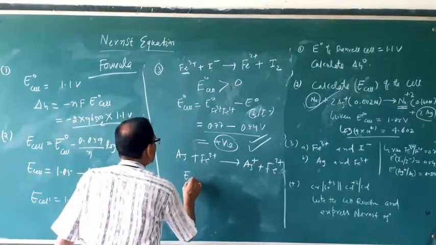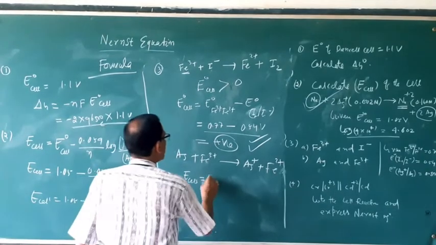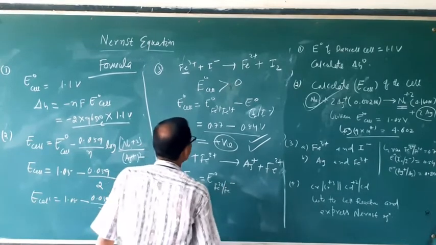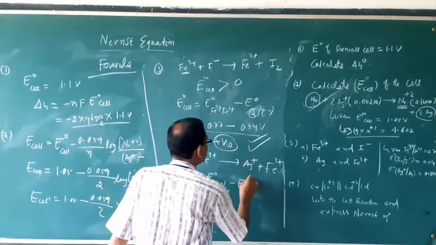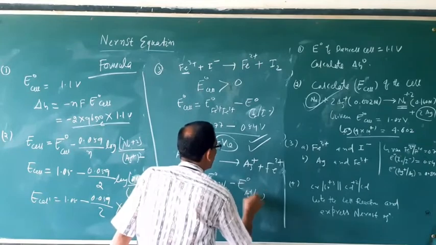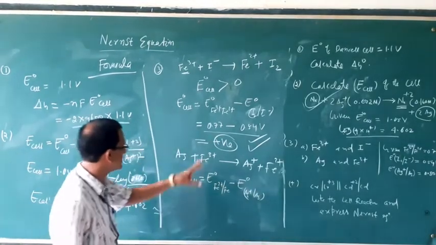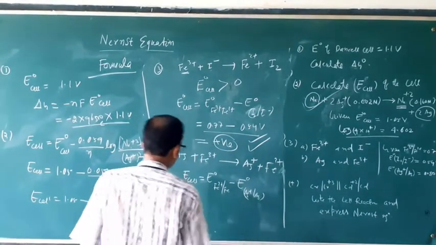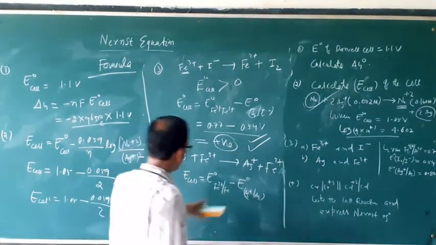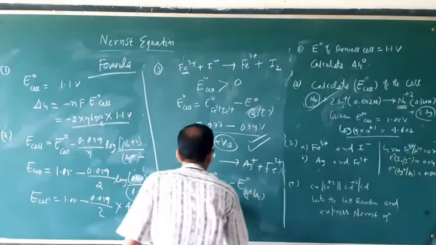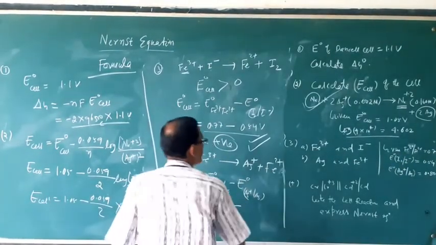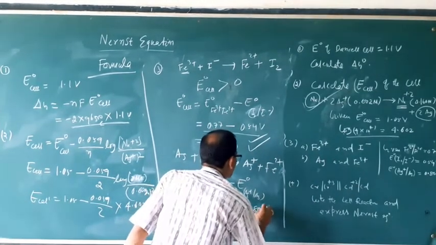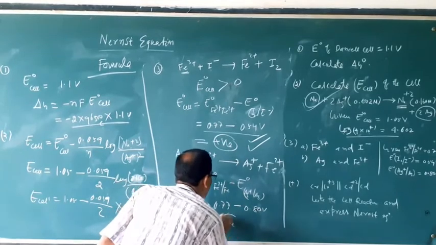So E of cell will be E naught of iron minus E naught of silver. Ag plus, Ag, all are reduction potentials. That means the reduction potential of iron Fe3 plus and the reduction potential of silver ion. You see the value: E naught value of iron, already you have taken, 0.77, minus E naught value of silver, 0.80 volt. The result is a negative sign.